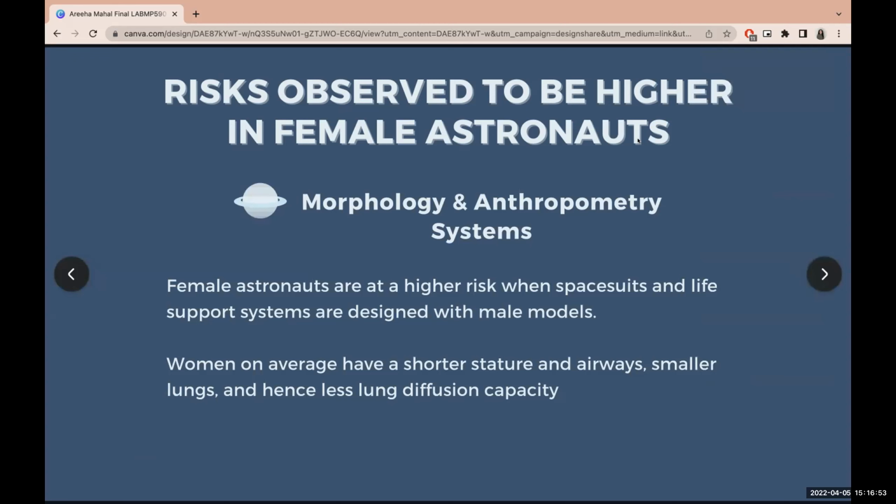And then finally, with the morphology and anthropometry systems, female astronauts are at a higher risk when spacesuits and life support systems are designed for male models. Since the initial astronauts were all male, these systems have continuously been designed for male models, so they aren't specifically customized for female astronauts. Women on average have shorter stature and airways, smaller lungs, and hence less lung diffusion capacity. This is not always the case with every female astronaut, but they tend to have these qualities.